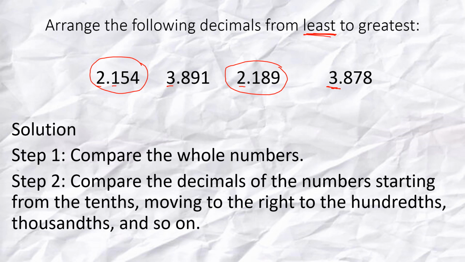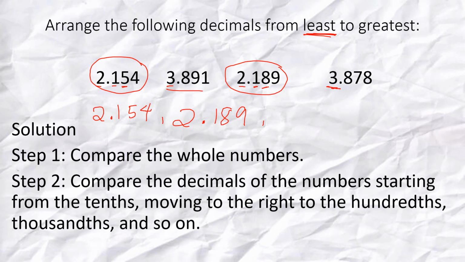This is 1, this is 1, so we cannot compare them. We move to the next place value. For hundredths, this has a 5 in the hundredths place. This is now 8. Between 5 and 8, 5 is smaller. Therefore, 2 and 154 thousandths is now your least decimal, followed by, of course, 2 and 189. We are now looking at the last two numbers. The remaining are 3 and 891 thousandths and 3 and 878 thousandths.